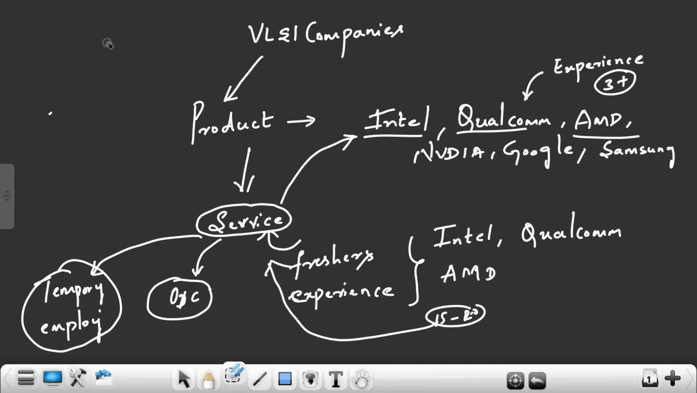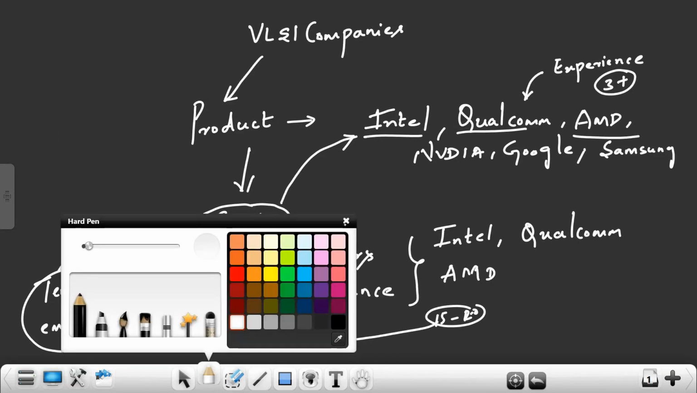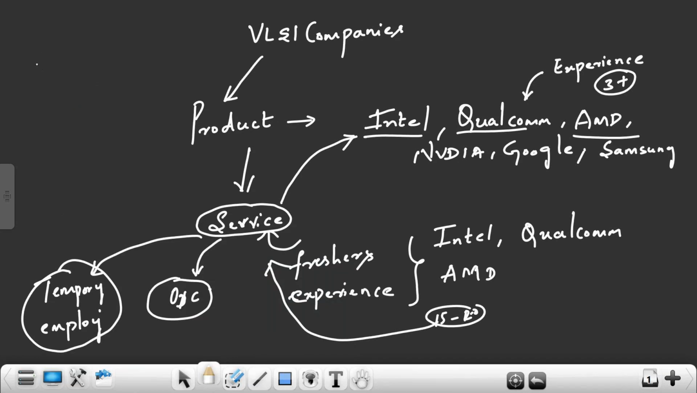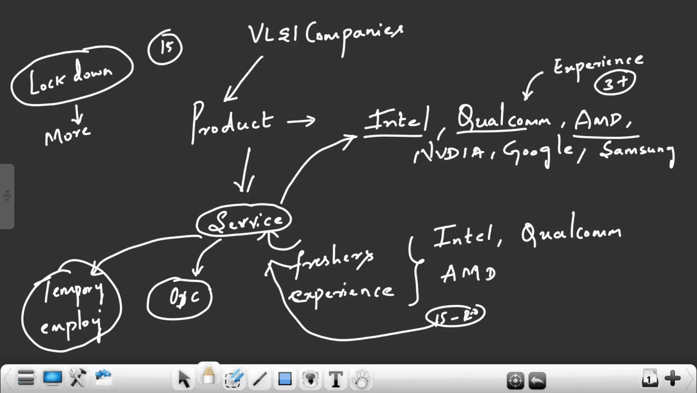So for what reason did the recession happen last year? Companies estimated that there was a lockdown, and the lockdown made us more dependent on chips. For example, take automobiles. More automobiles were purchased during lockdown time. One car requires at least 15 chips. One is for engine control, one is for glass control, and so on. We require 15 chips in one car.